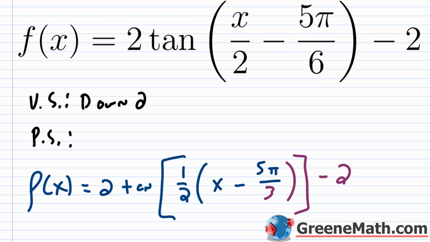So what's the phase shift? You have this minus 5 pi over 3. Again, when you work on the inside of the function, you want to do the opposite. So if it's minus 5 pi over 3, how do I undo that? I need to add 5 pi over 3. So you would say you're going to go to the right 5 pi over 3.